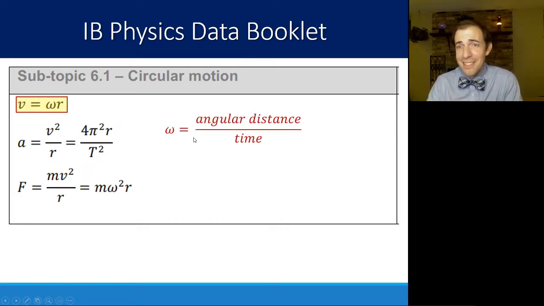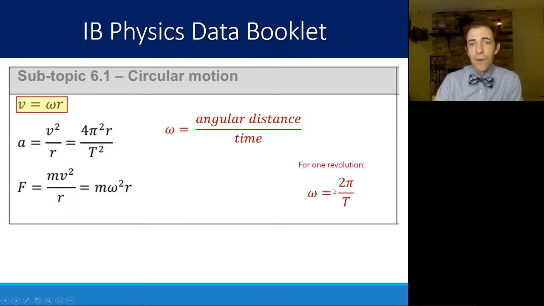Now, angular velocity actually isn't given in your data booklet. You need to know that it's angular distance over time, or for one revolution, 2 pi over T. The easiest way to remember is just to remember the units. Angular velocity is in radians per second. So figure out how many radians are traveled per second.